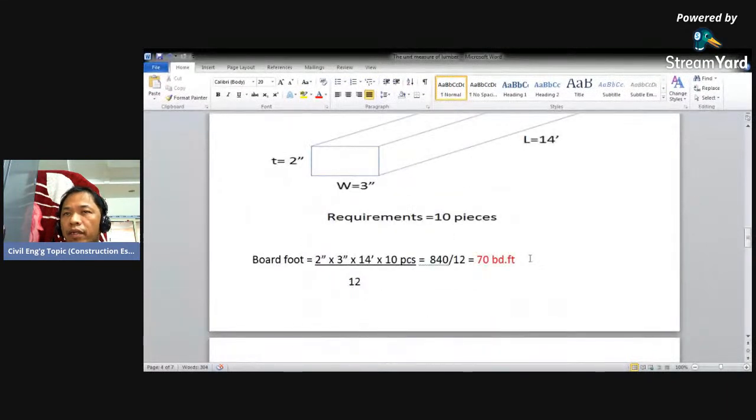So we can also know how much the cost is. If you go to the hardware and ask how much per board foot, you will find the cost of the material you require.